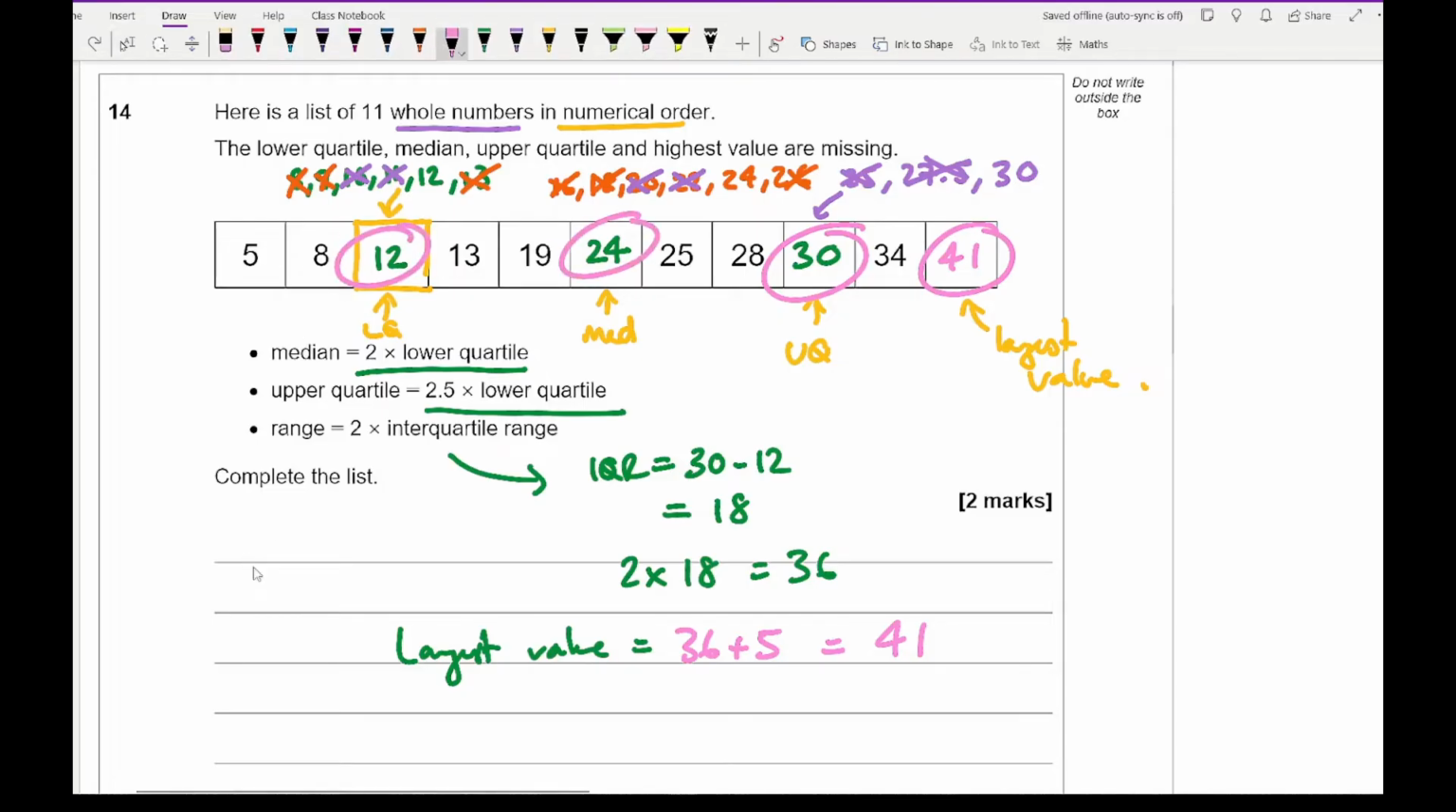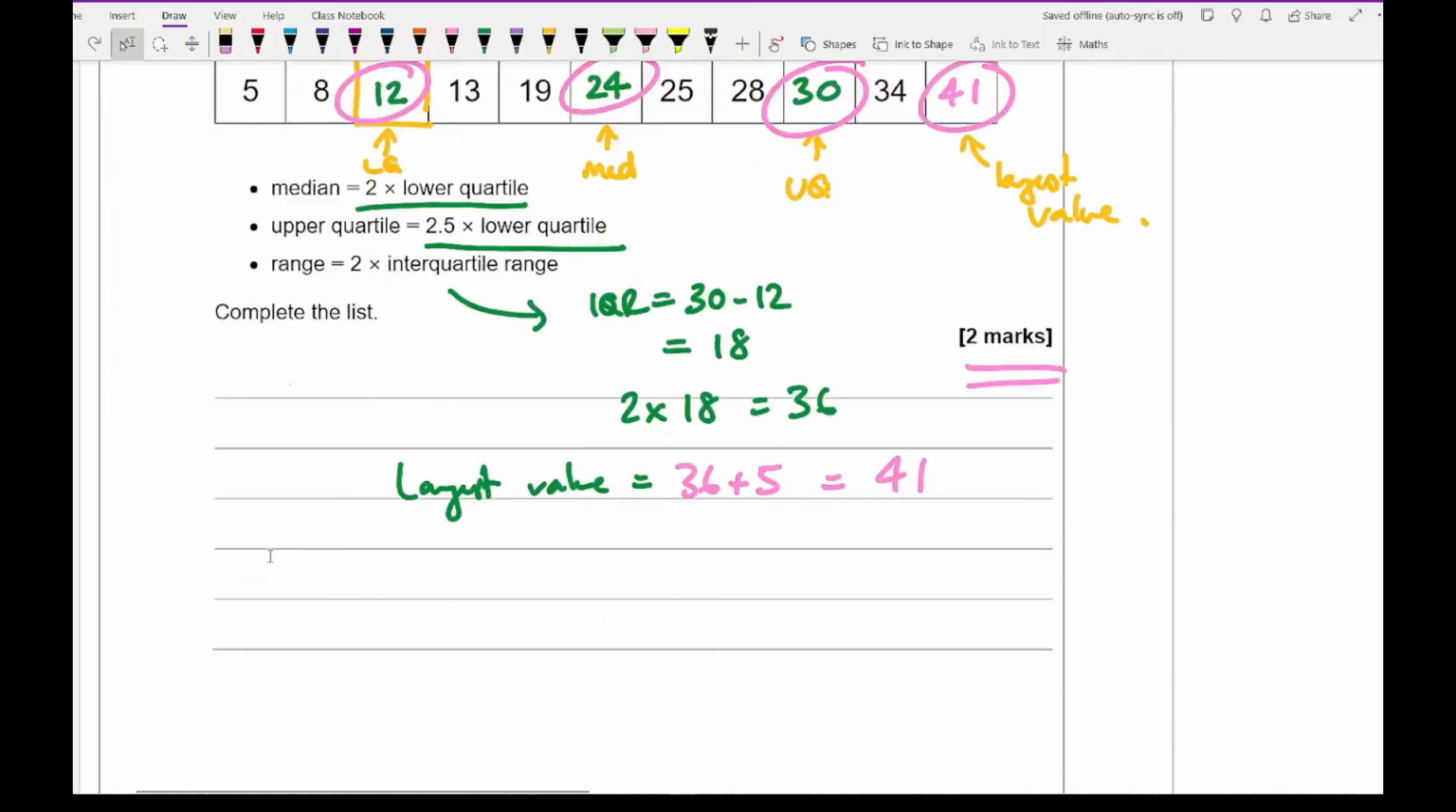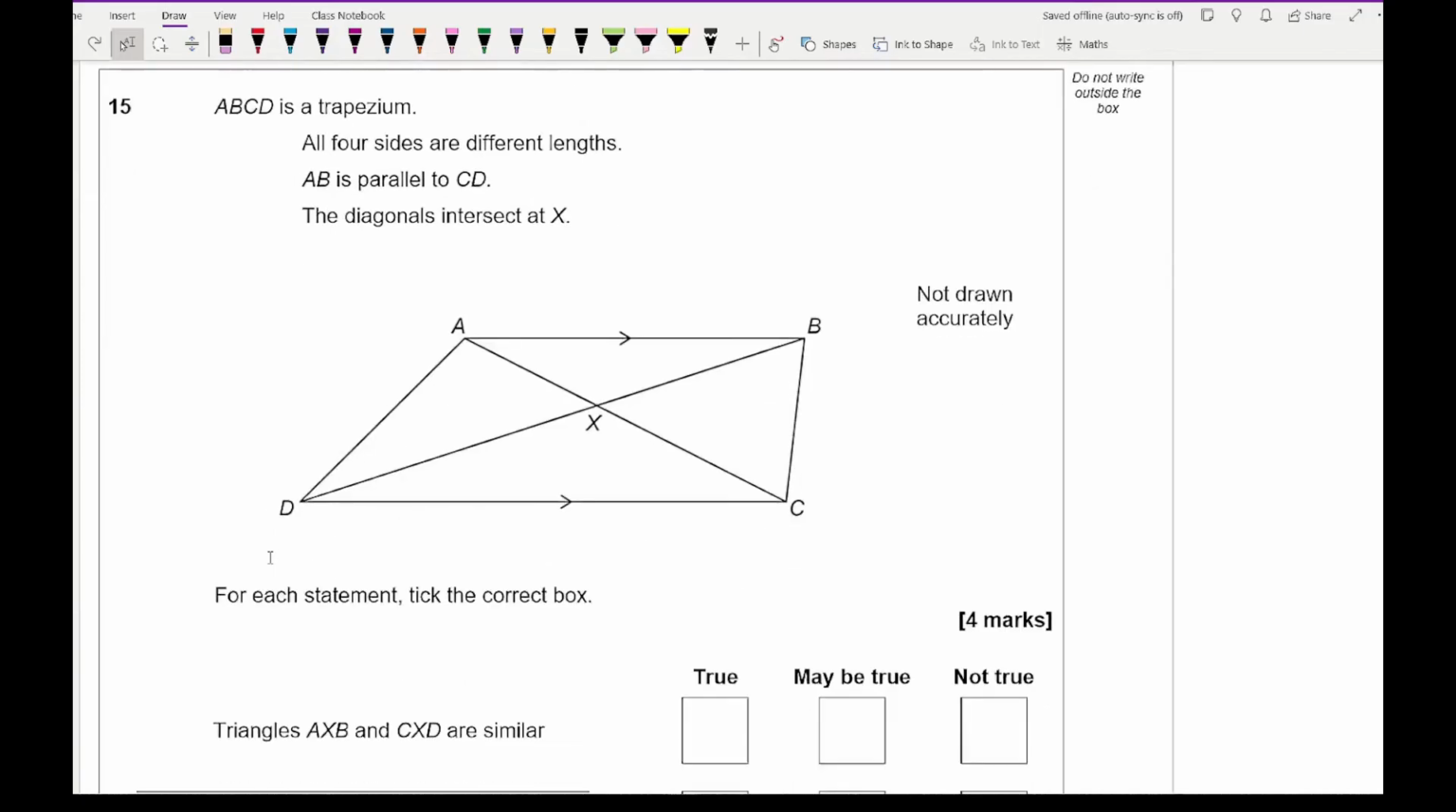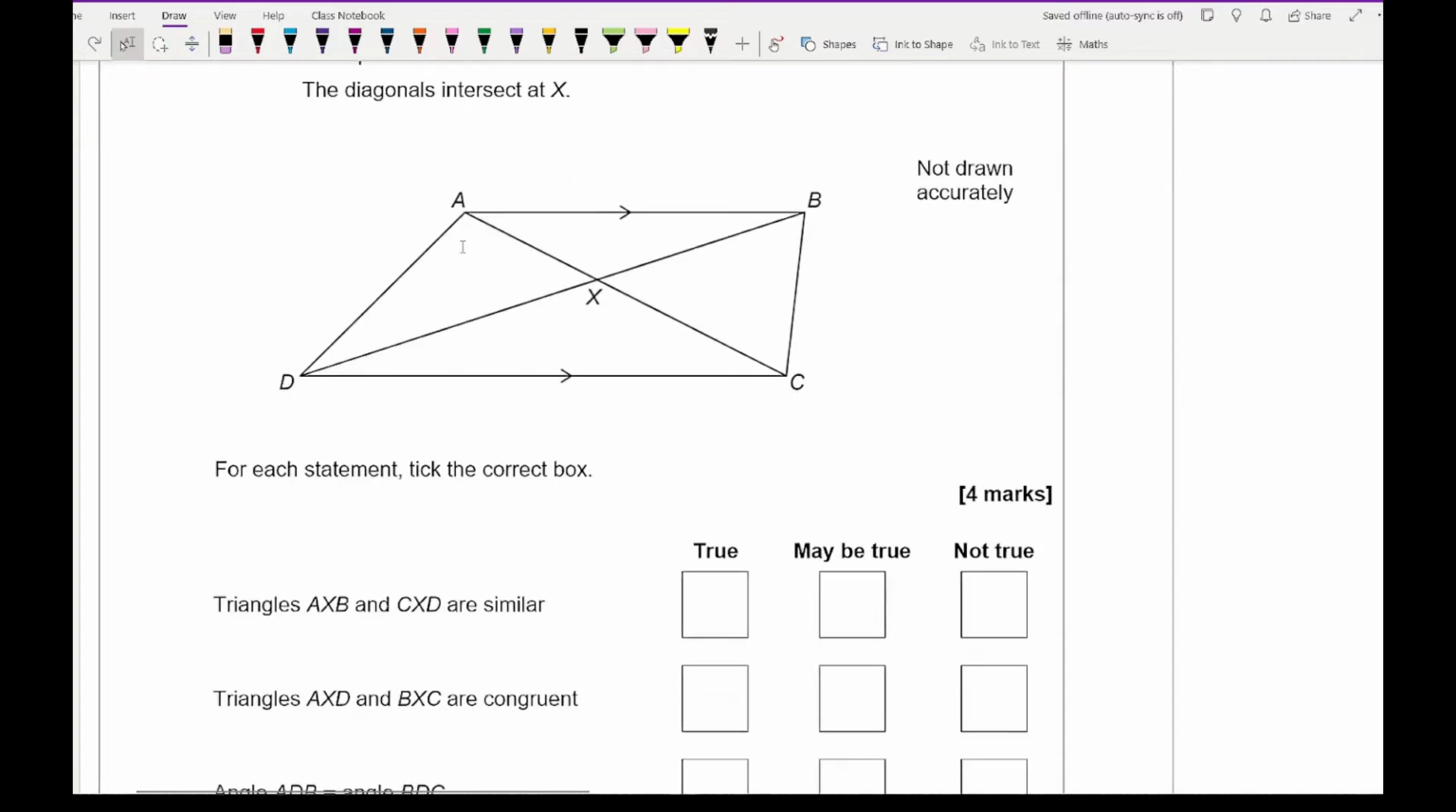And again, for 2 marks, I would say that's a lot of work for 2 marks, but again, those are the numbers that would give you the correct answer. Moving on to question 15, it says ABCD is a trapezium. All 4 sides are different lengths. AB is parallel to CD and the diagonals intersect at X. For each of the statements, tick the correct box.